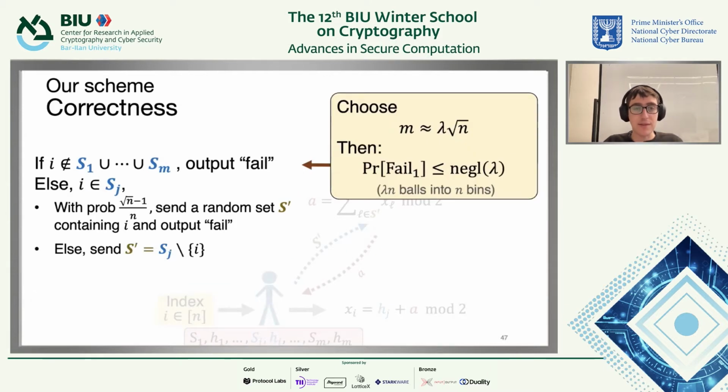So let's now see what did we lose and how we fix that by introducing this coin toss. There are two failure events that can happen and prevent the client from correctly recovering the bit of interest. The first failure event is that this local collection of sets does not include index i, so the client cannot proceed, it doesn't have a suitable set.